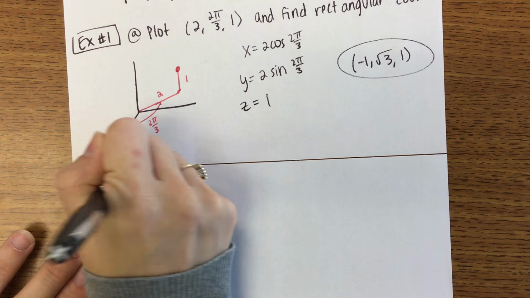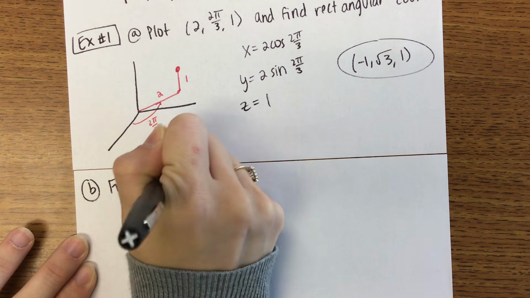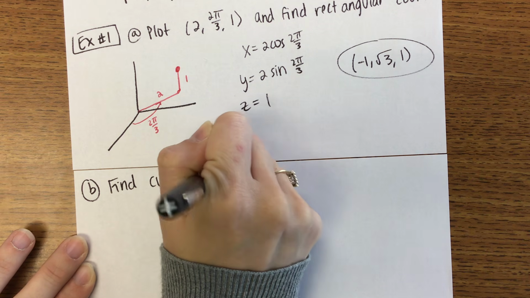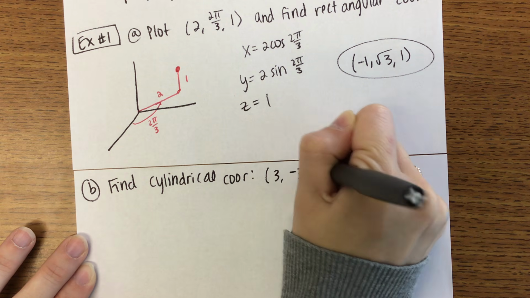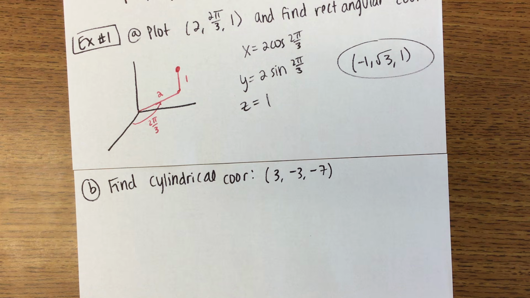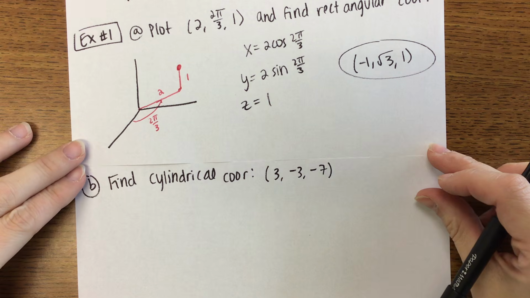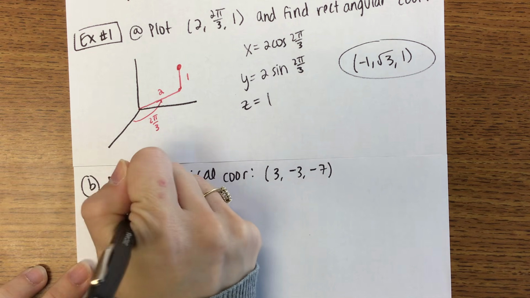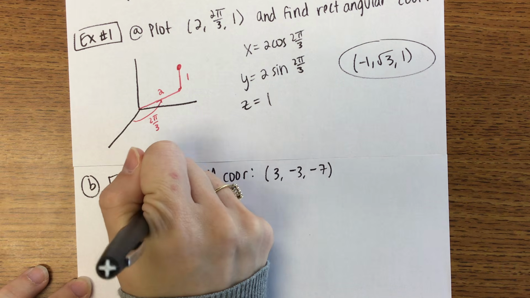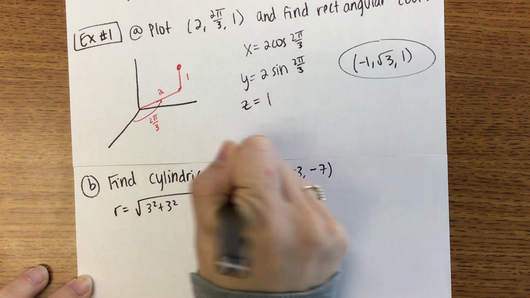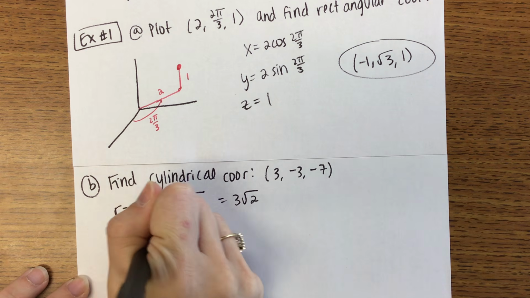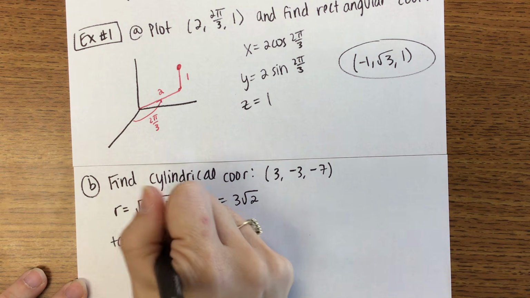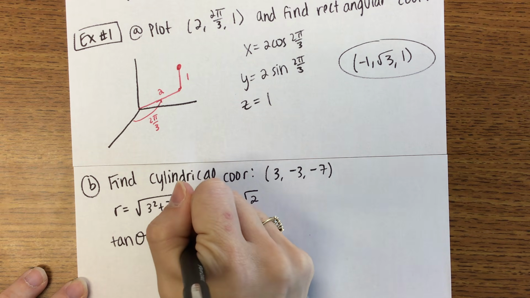Okay, B. This time we are going to find the cylindrical coordinates for a point. Our point is (3, negative 3, negative 7). Okay, so r is the square root of x squared plus y squared, which gives me 3 root 2. Tangent of theta is y over x, so negative 3 over 3.